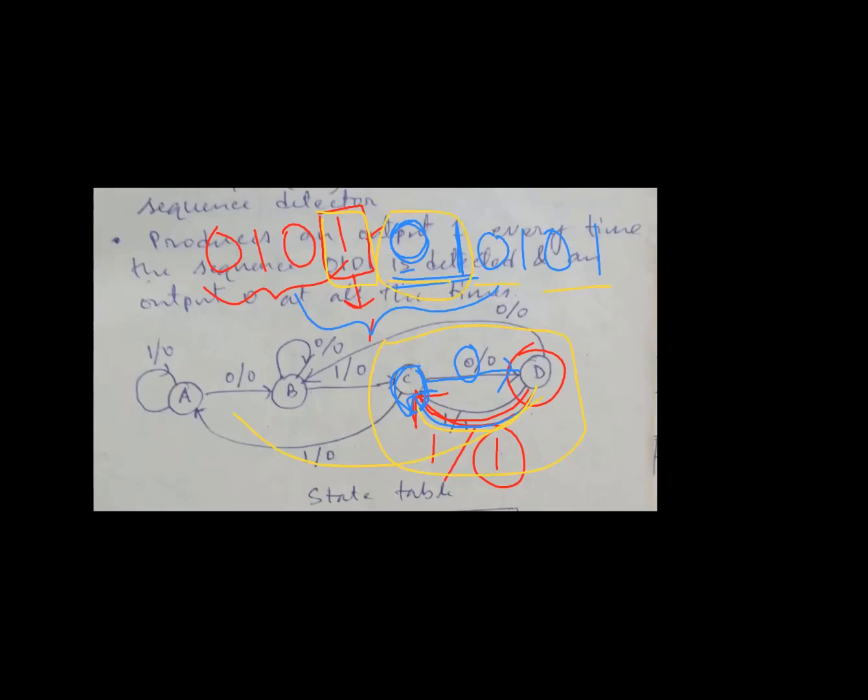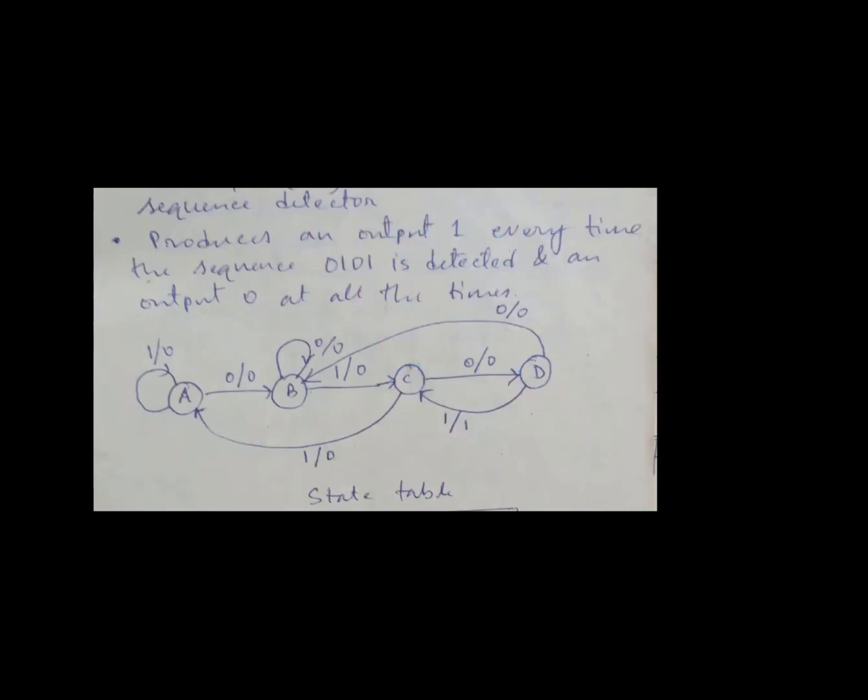But if we needed 0 1 0 1 to get back the sequence, then we would go back to A. But since in this case we need simply 0 1 to get back the sequence, we go back to C, not to A.